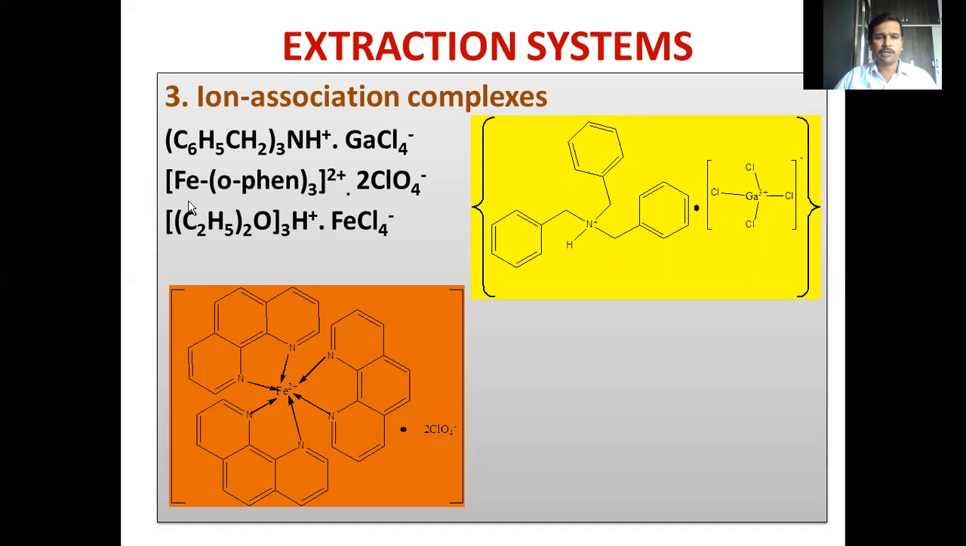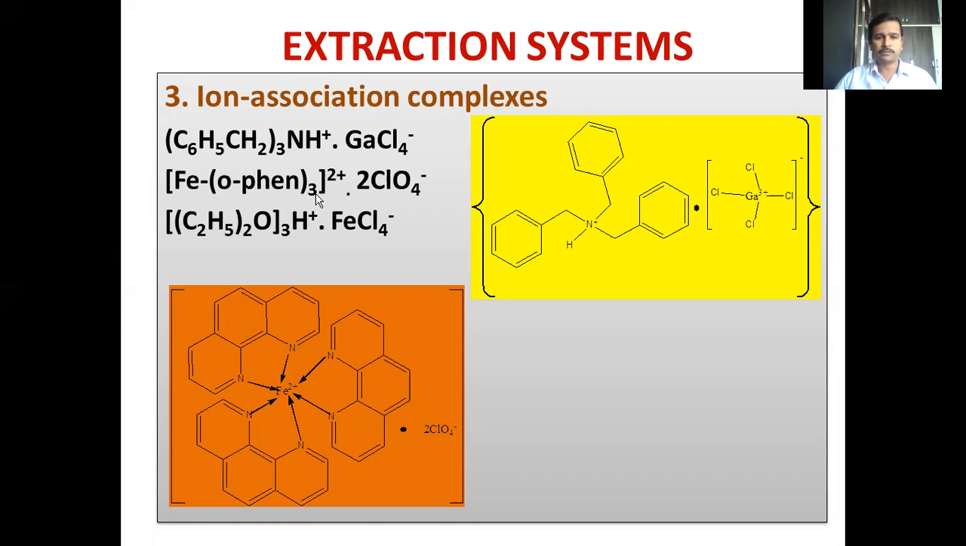However, if we are aiming to determine iron, we can convert iron into ferroin by treating it with a suitable quantity of 1,10-phenanthroline or orthophenanthroline. So we will get the ferroin complex. The ferroin complex is divalent in nature. It is cationic, so we have to neutralize this positive charge, this 2+ charge on ferroin.